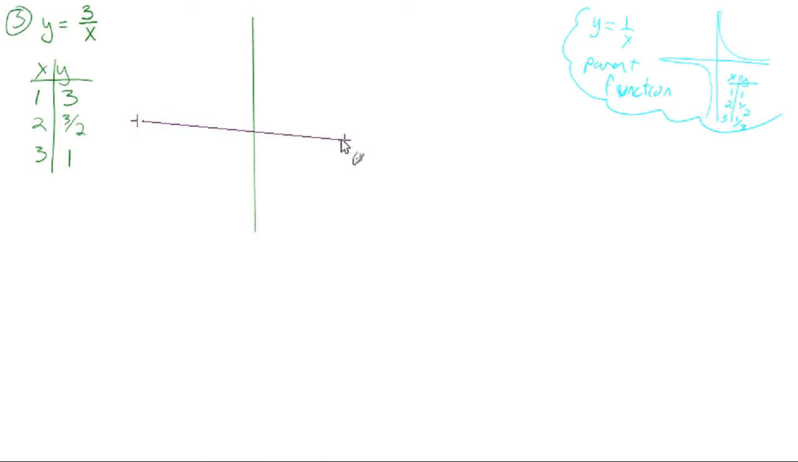So let's graph those points. If x is 1, then y is 3. If x is 2, then y is 3/2. It's 1.5. And when x is 3, then y comes down here to 1. So we can see the shape that we're going to make.